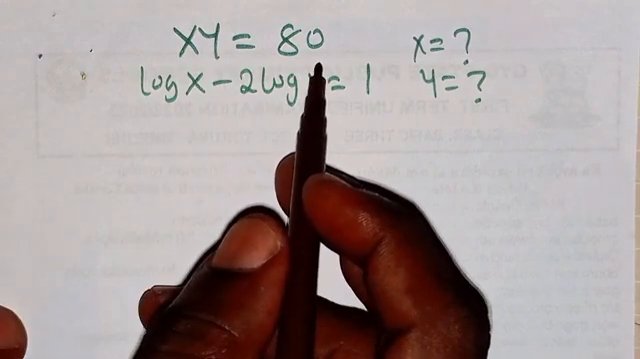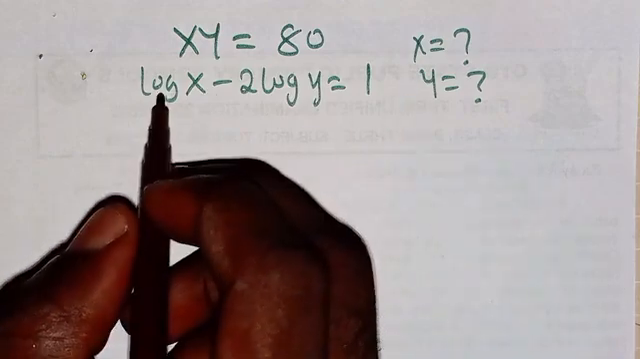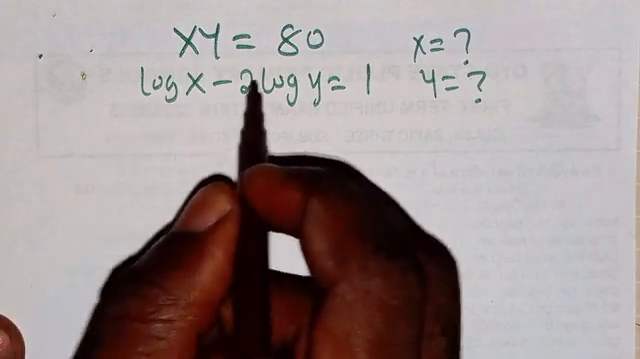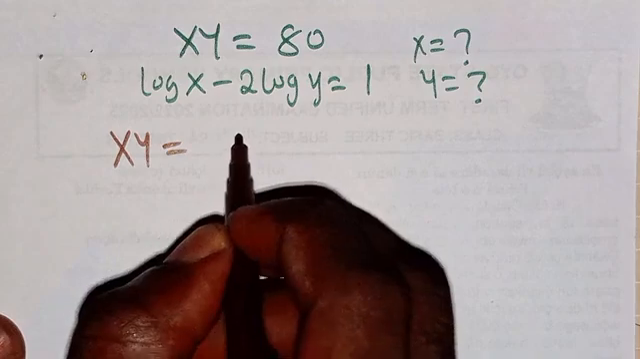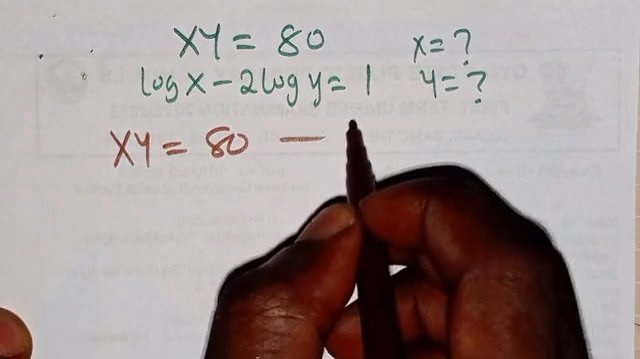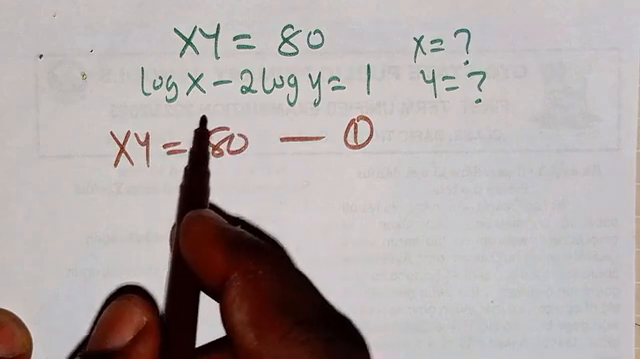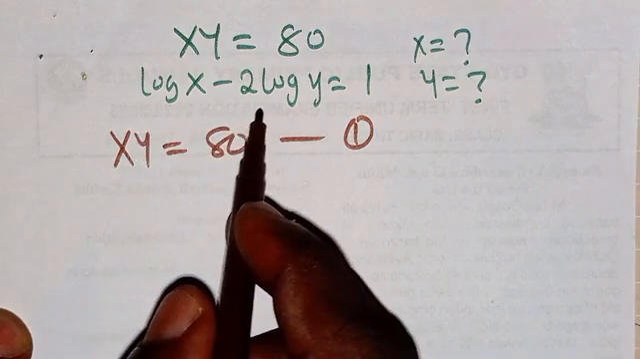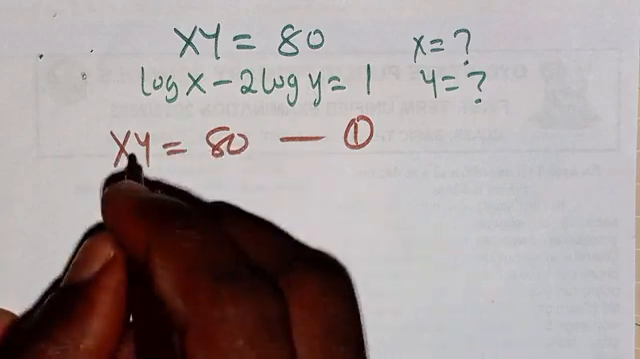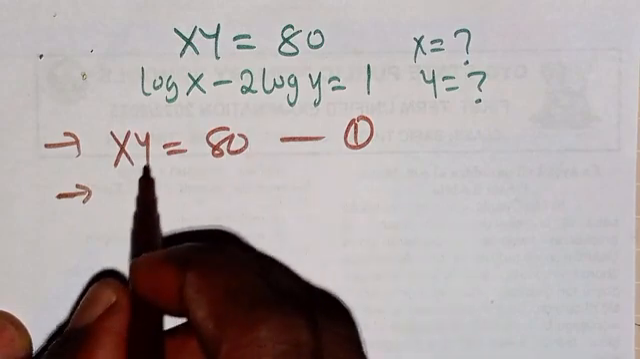We have xy equals 80, and log x minus 2 log y equals 1. We actually don't have a problem with the first equation. We have xy equals 80, so that is equation 1. Now equation 2, I'm going to rewrite it. I will take it to exponential form. This is logarithmic equation to exponential.